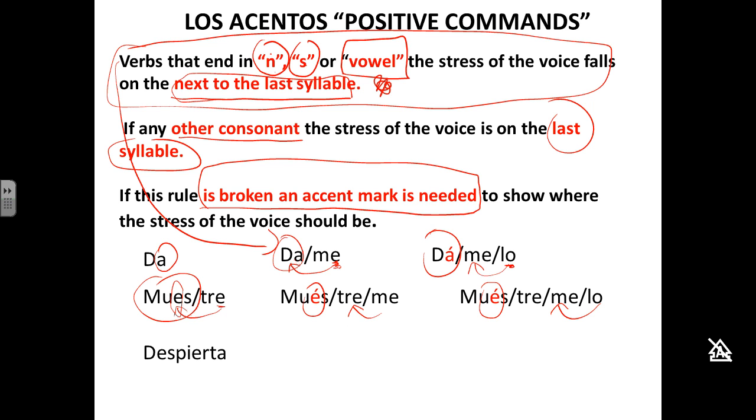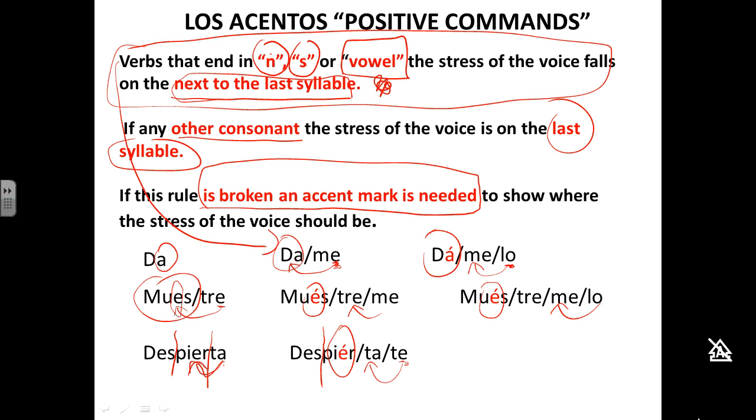"Despierta," for example. Okay? So this one, let's see, we want to divide it. "Des-pier-ta." That's how you would divide the word. Okay? Now, you're saying on the first one, stress ends right here on the second to the last syllable, which is fine. "Despierta." You add the pronoun, now it's saying it ends there, but it doesn't. We're not changing where it is. We need an accent mark. So typically, to be completely honest with you, you know where to put it because it's the second to the last syllable on the original command.